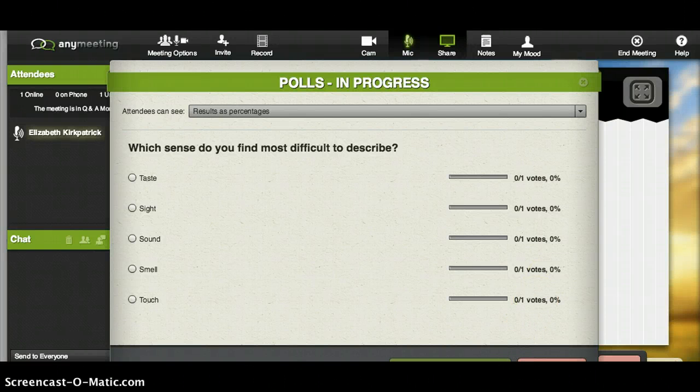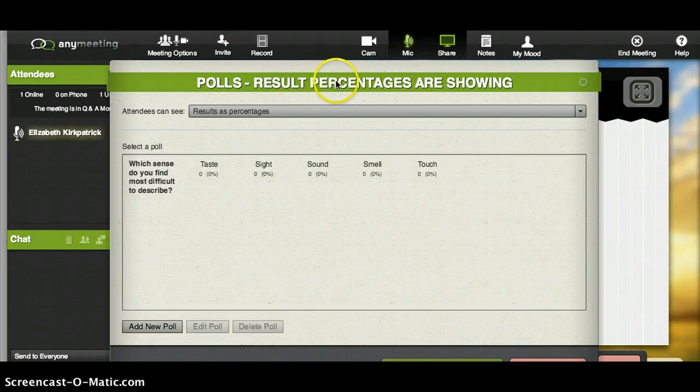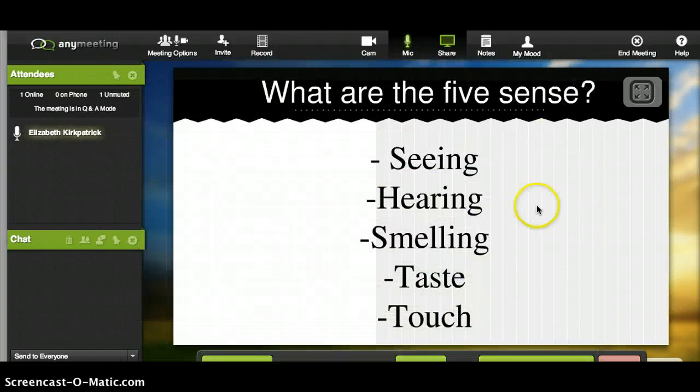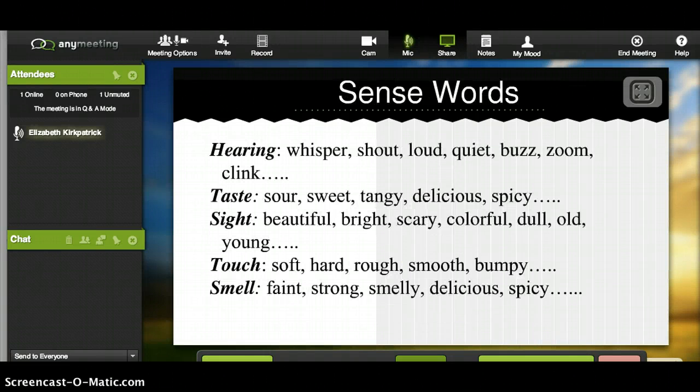Okay, good. Now let's see. I appreciate your answers. I feel like, for myself, taste is very difficult to describe because there are some situations where you can only imagine the taste, right? I mean, you wouldn't want to taste a lot of things out there that aren't food, right? So here are some adjectives that we can use, or some words that we use with senses. And these are just a very small example.